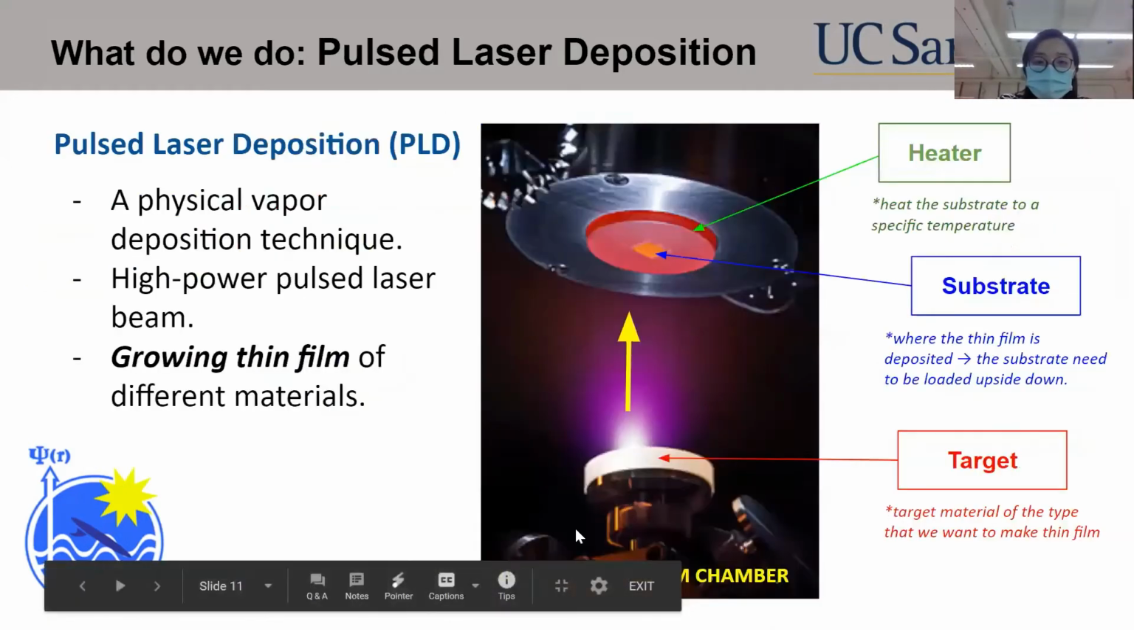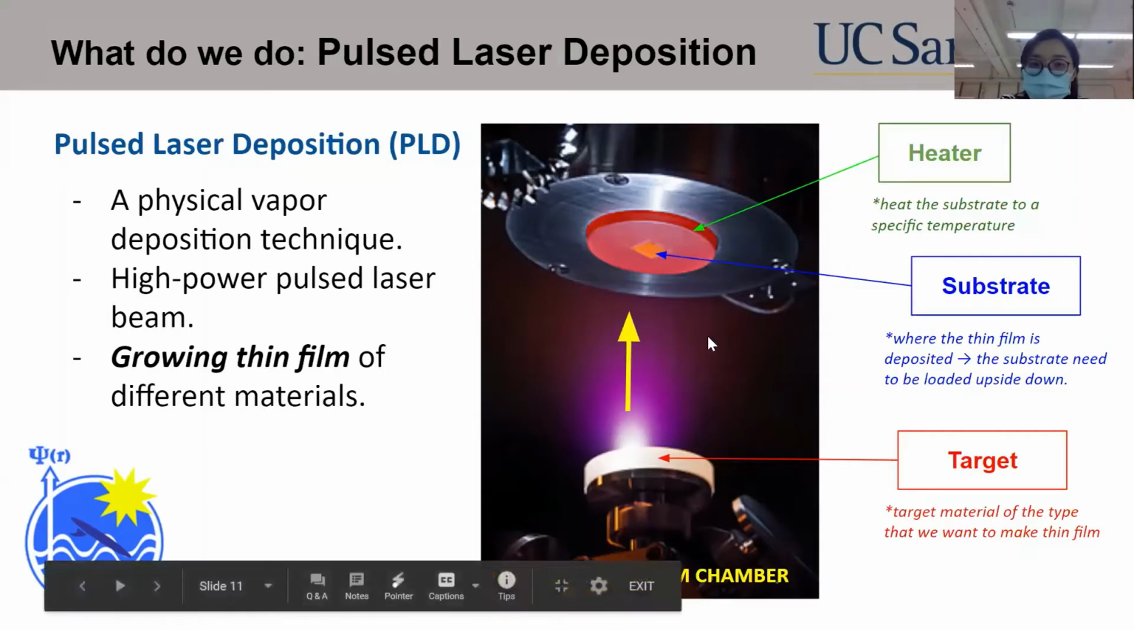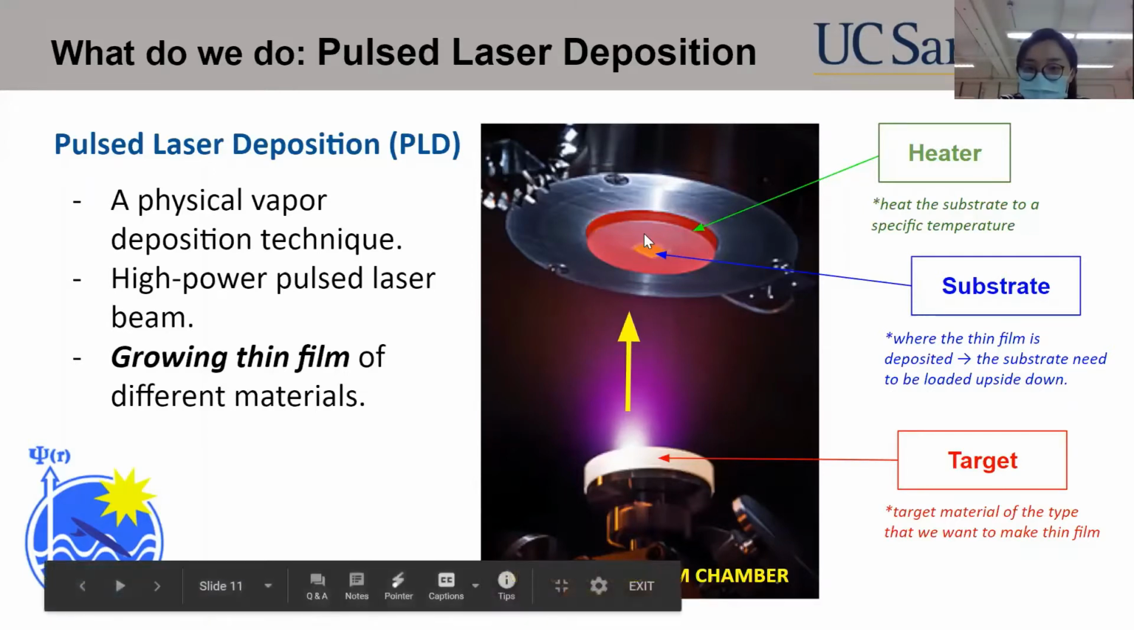First of all, PLD is a physical vapor deposition technique that we use. It uses a high power pulse laser beam in order to grow thin films of different materials. This is the picture of the inside of a vacuum chamber, where we have three main components, which is the heater on top of it, and then here we have the substrate.